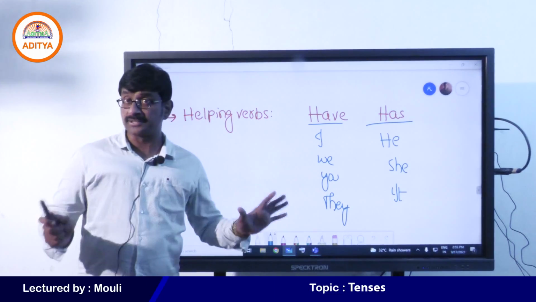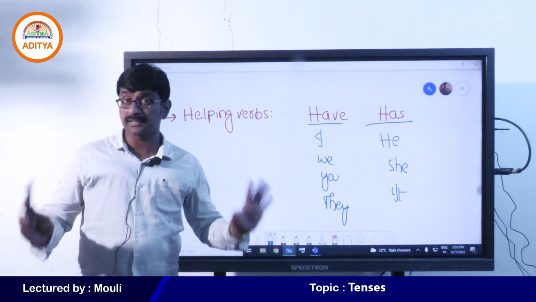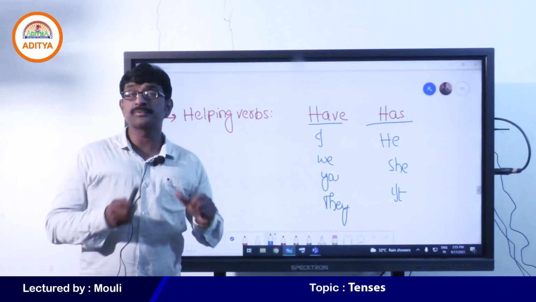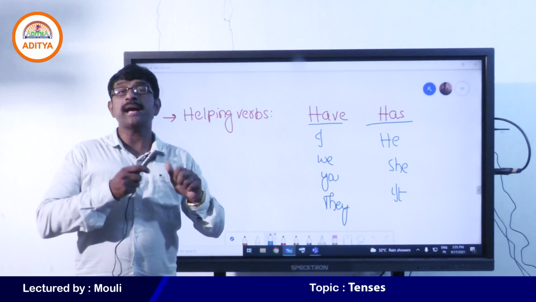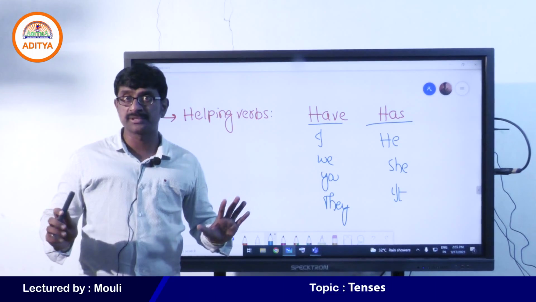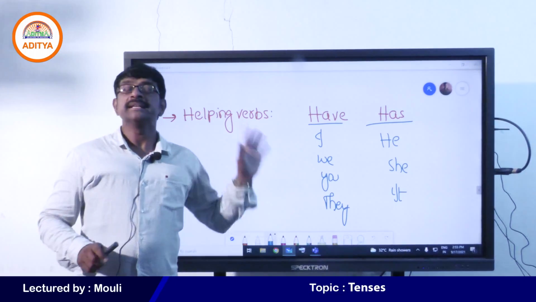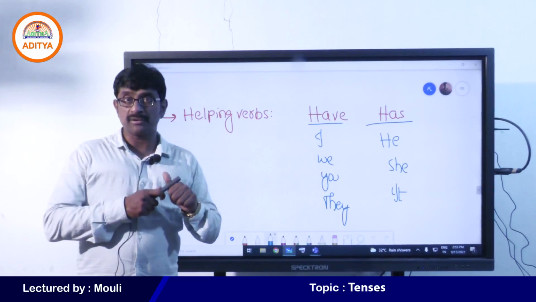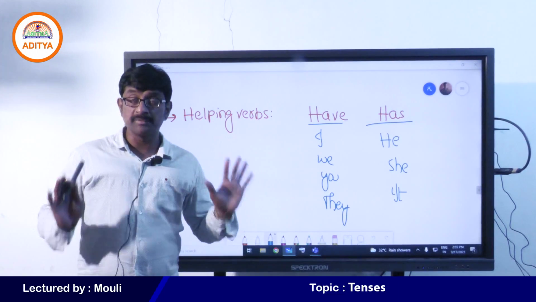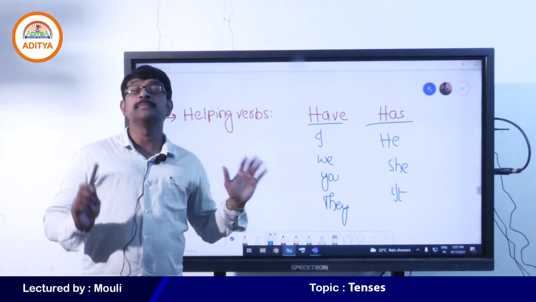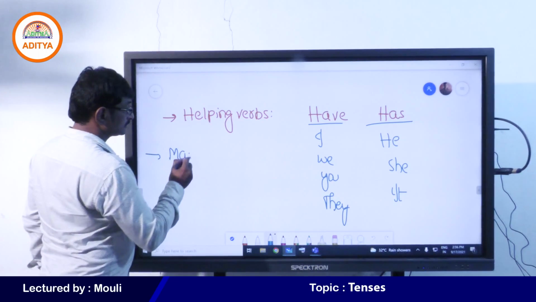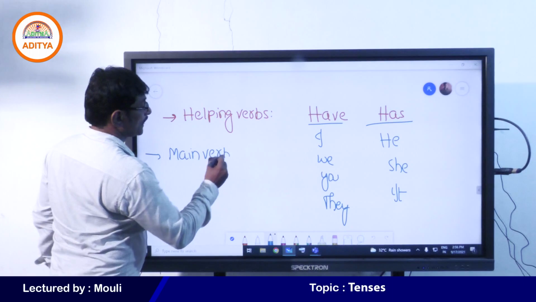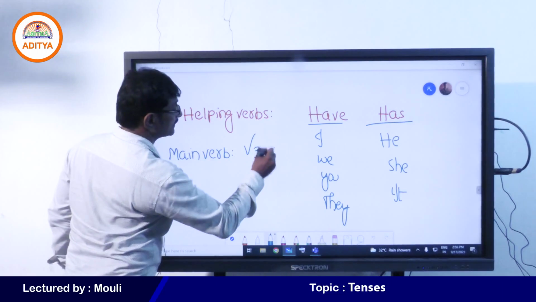And in present simple, we have do and does as helping verbs, and main verbs V1 and V5. In present continuous tense, we have am, is, are as helping verbs, and the main verb is V4. In present perfect tense, we have have and has as helping verbs. And the main verb is V3. What is the main verb now? Main verb is V3.